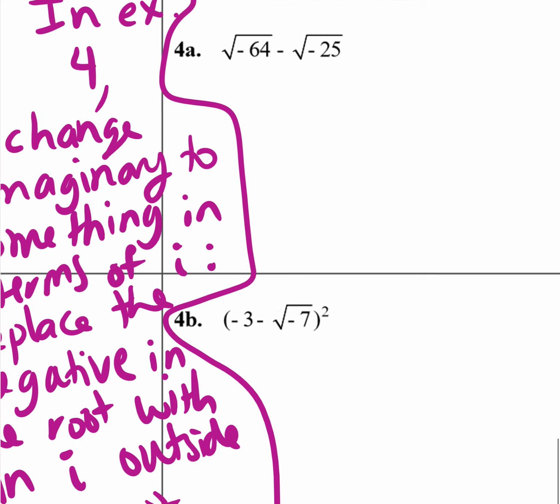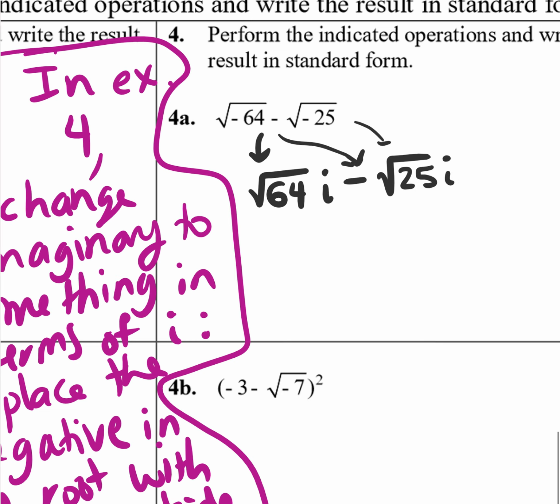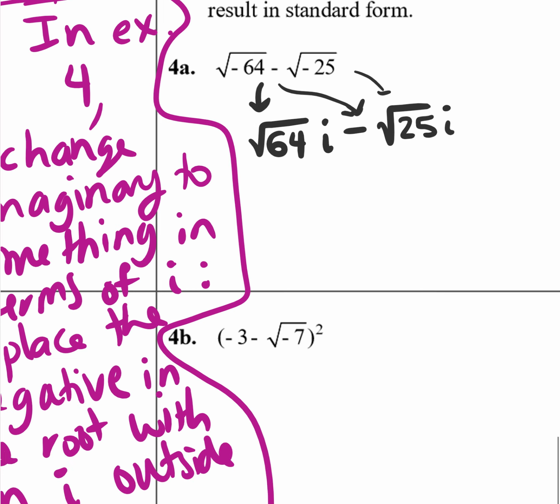So okay, now that we have that idea, I think we can get going on the next one. So this, I'm going to take the negative away from the root like we did before. Just write square root of 64, and then stick an i at the end. And same thing with the next guy. There's a subtraction sign, and then there's a negative inside the root with 25. I'm going to get rid of the negative and put an i at the end instead.